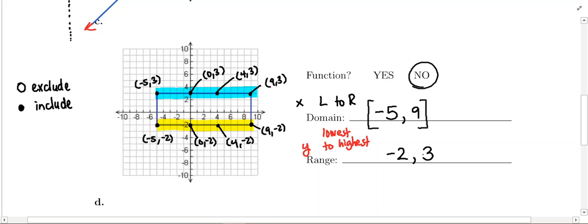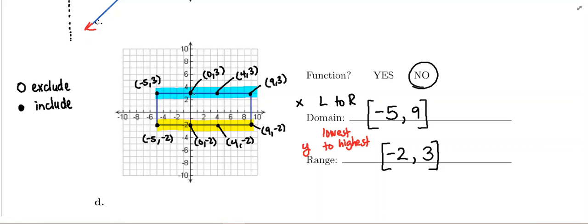So again, do we include the endpoints? Well, we don't see any glaring open circles. This rectangle is basically just 4 lines. If it's a solid line, all of these points are considered to be included. So we are going to include -2 and +3. Remember, along the yellow segment, any point on the yellow segment has a y coordinate of -2. Those points have outputs of -2. -2 should be in the range. It's a valid output. Same thing with the points along the blue segment. All of those points have an output, or a y value, of 3. So 3 should be in the range.